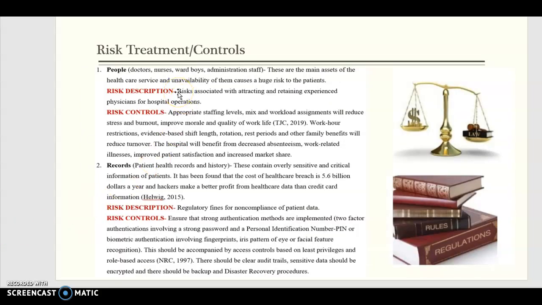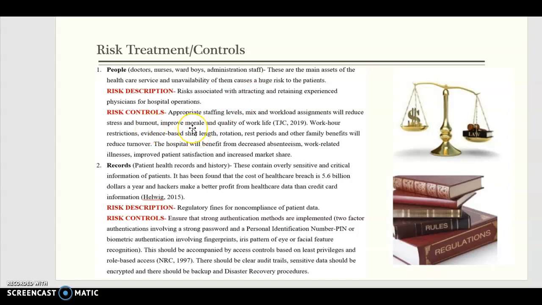Now, once we identify the rating, then we need to come up with the risk controls. So, doctors, nurses, ward boys, administrative staff, these are the most important asset of a hospital, and unavailability of them can cause a huge risk to the patients.